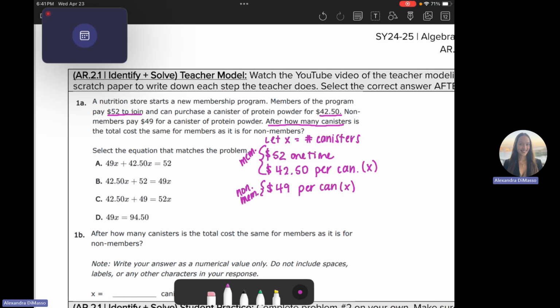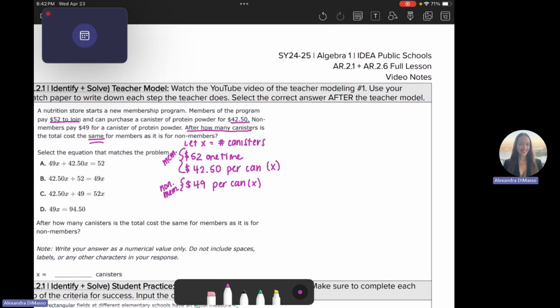how many canisters does it take for the total cost to be the same for members as it is for non-members? So I want these two expressions to be equal to each other. I've got a one-time fee for my members of $52 plus the $42.50 per canister. So for every canister, I'm going to come over here, it's $42.50 times my variable, right? Because we said X is my number of canisters.